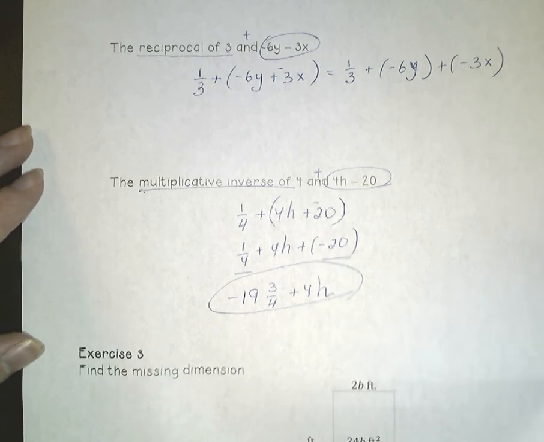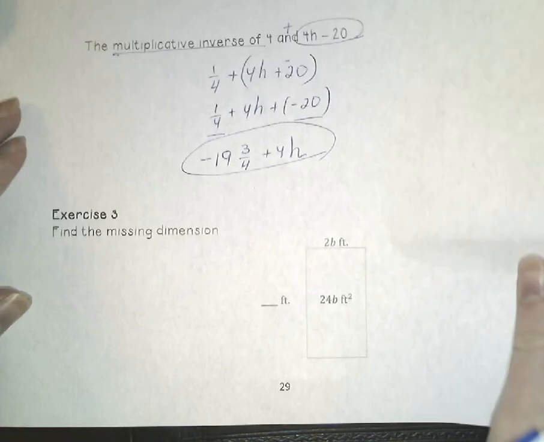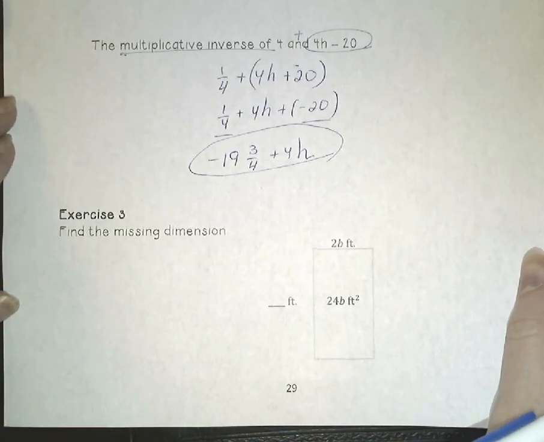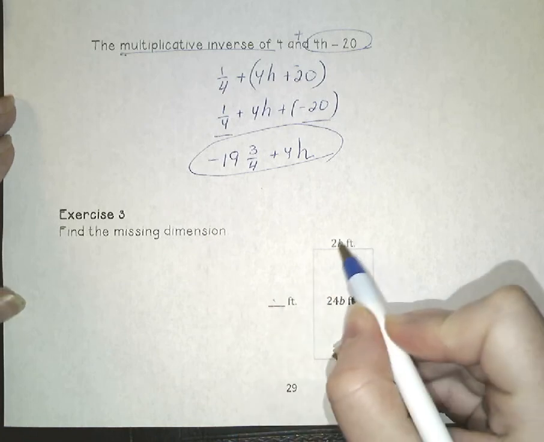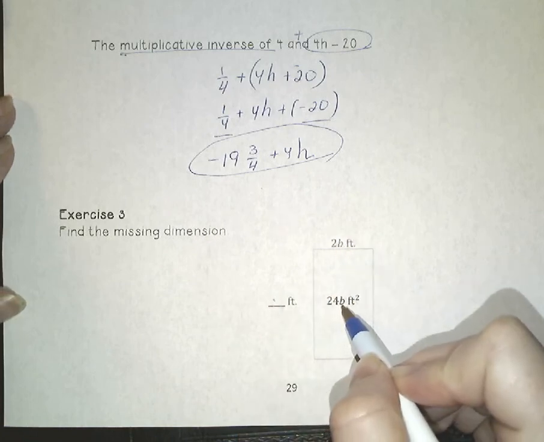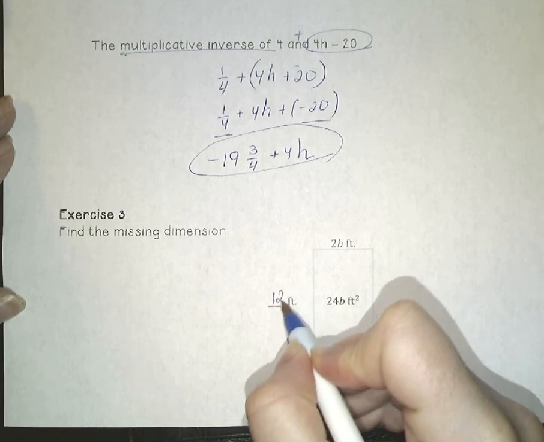Last one. Find the missing dimension. This is again from lesson 3. We need to see what number was multiplied by 2b to make 24b, and that is 12.